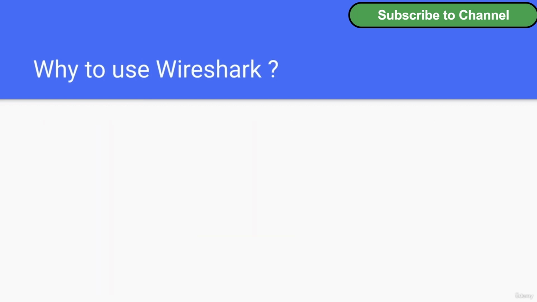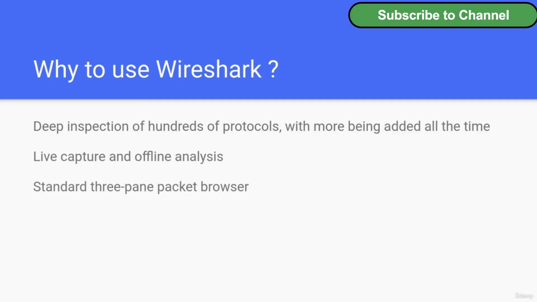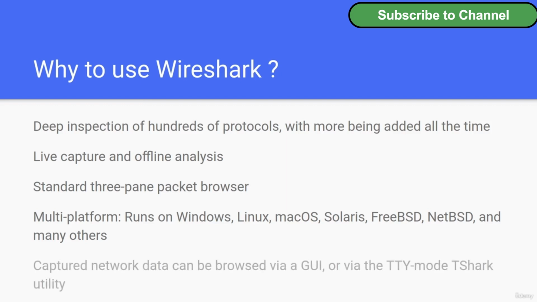Now the question is, why use Wireshark? Wireshark provides many very important features, like deep inspection of hundreds of protocols with more being added all the time, live capture and offline analysis, and a standard three-pane packet browser. It is multi-platform, so it runs on Windows, Linux, macOS, Solaris, FreeBSD, NetBSD, and many others. Captured network data can be browsed via the GUI, graphical user interface, or via the TTY, teletype mode, which is the CLI, the TShark utility.